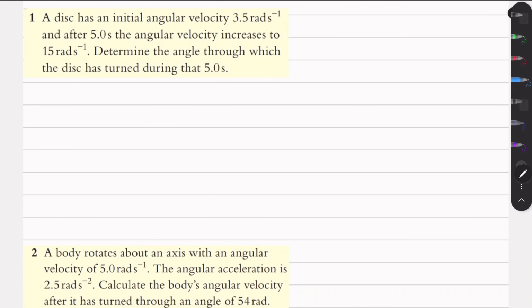So hello guys, in this video we will look at a couple of topic A4 questions on rigid body mechanics. I plan to make this into a series, so I will be making a couple of videos. In each video we will look at 5 questions from this topic. All of these questions are from the Cambridge IB textbook.